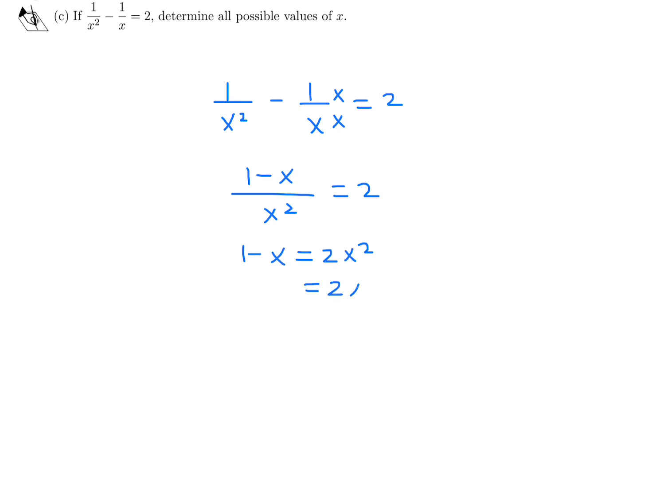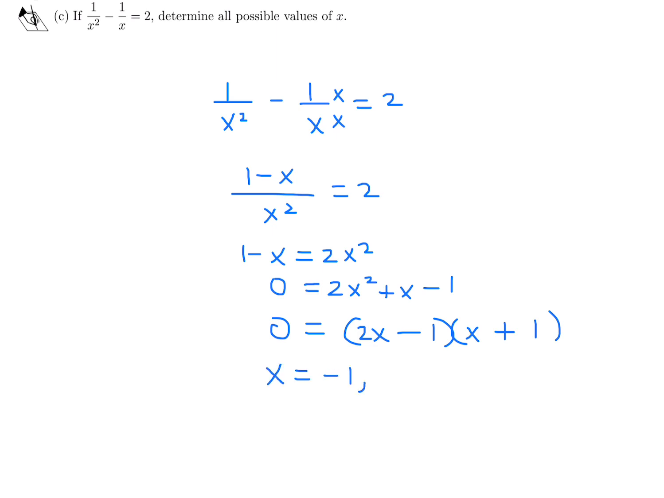Put everything on one side: 2x² plus x minus 1 is equal to 0. Let's see, I'm hoping this will factor. So 2x and x, with 1 and 1, one negative and one positive. That would be 2x² plus 2x minus x minus 1. So that means x is equal to either negative 1 or a half. And those are my values for x.